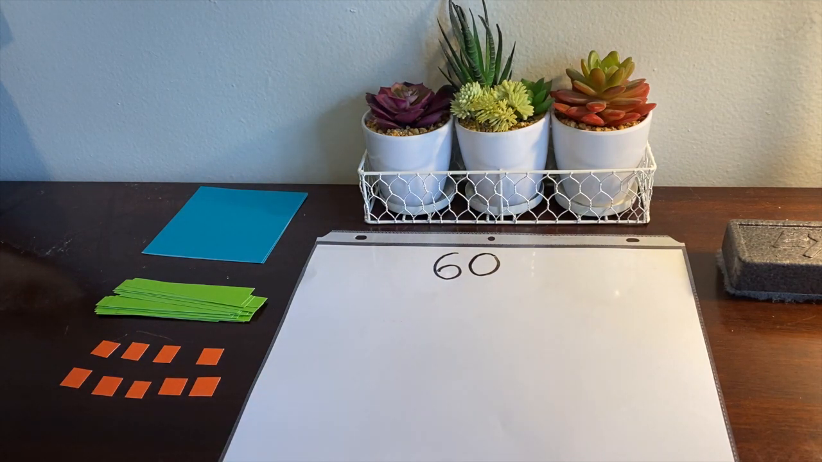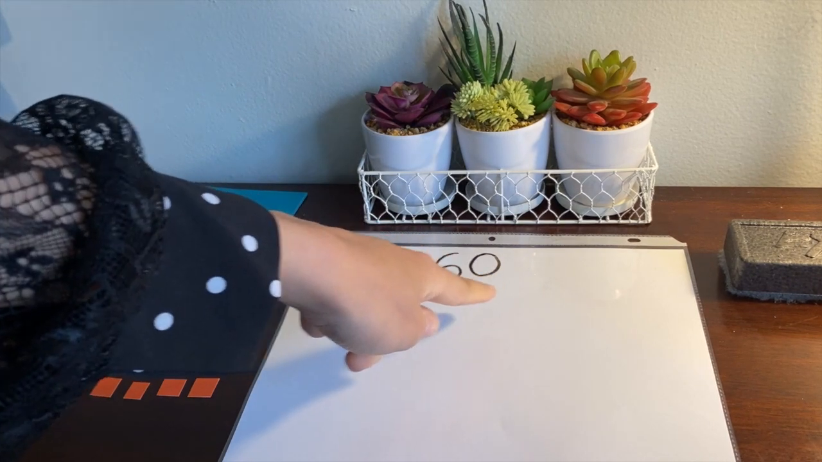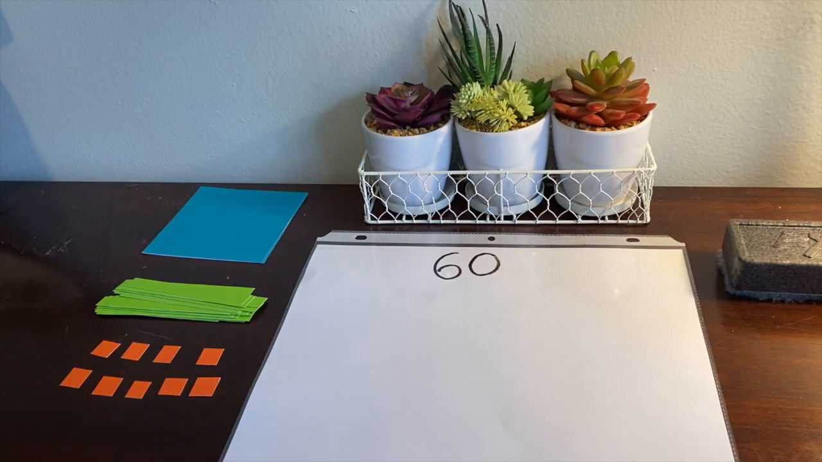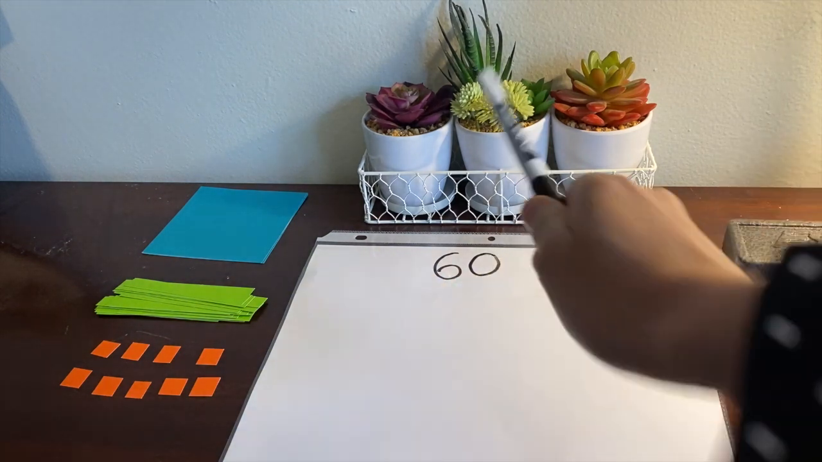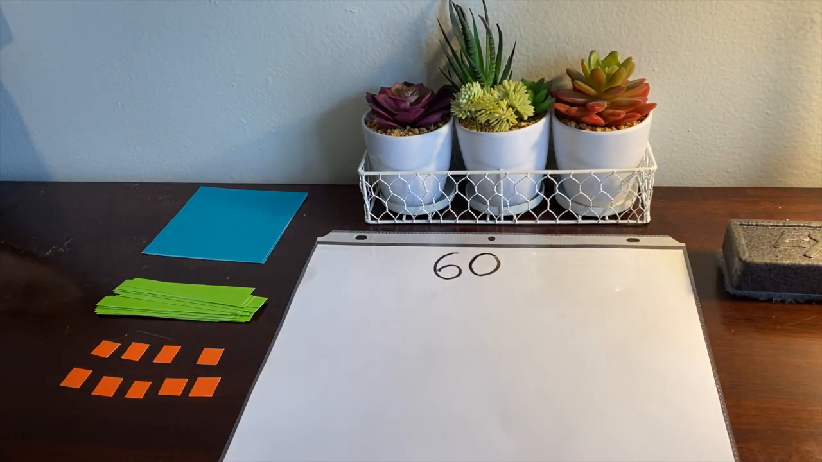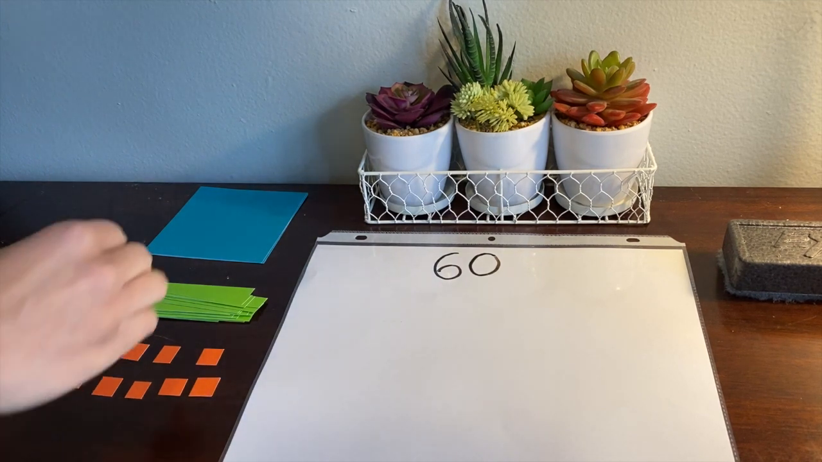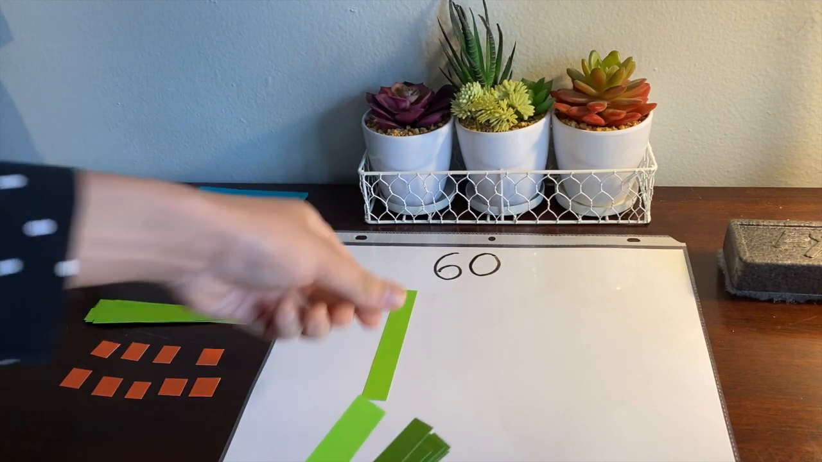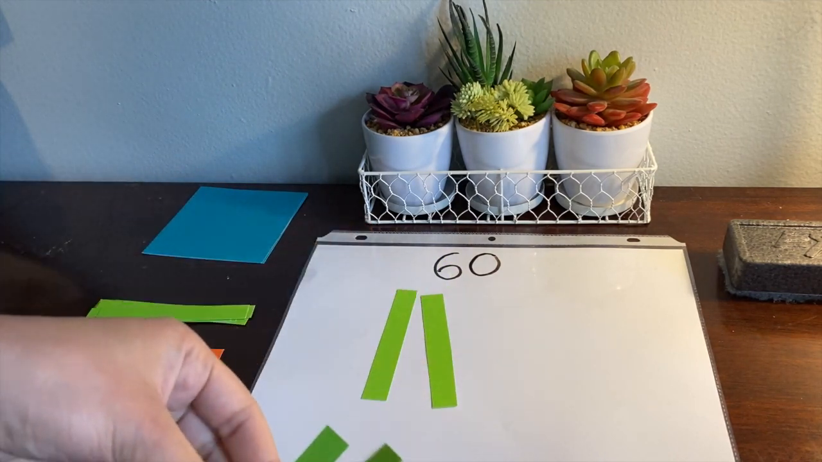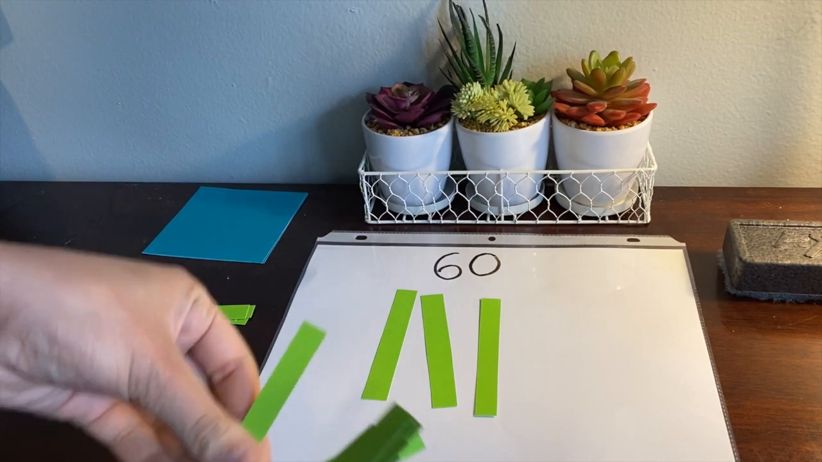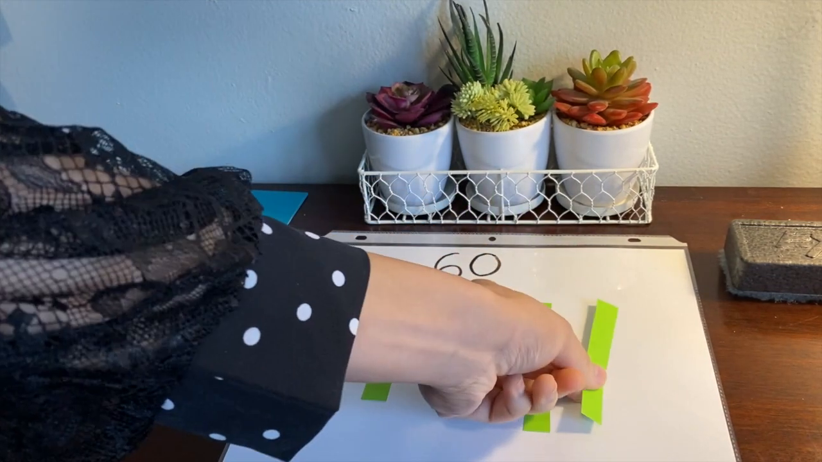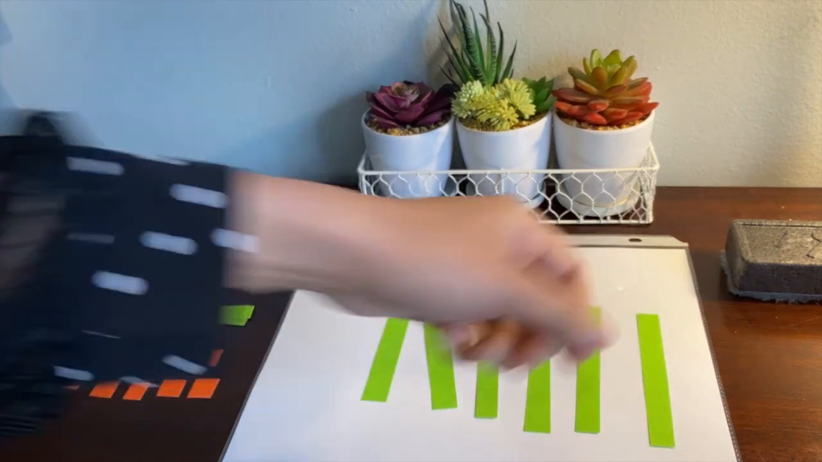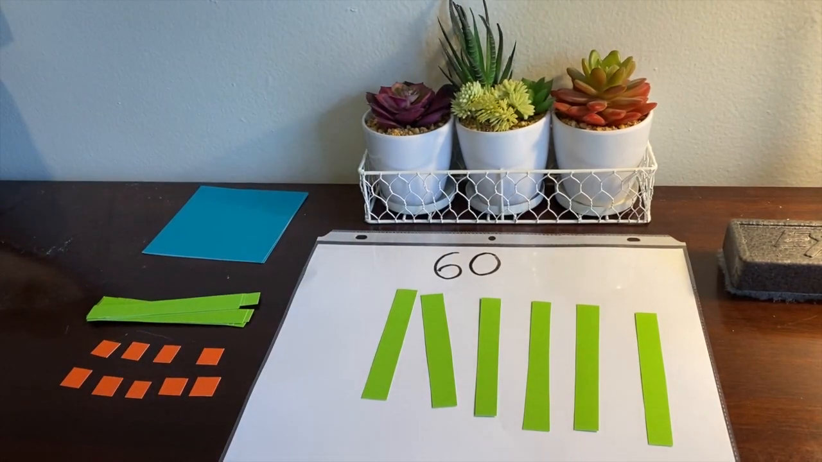It says 60. In order to make that number, we need to first take a look at the value that we have. I noticed that there is a 0 in the ones place and a 6 in the tens place. Since there are 6 tens, I can make that number with the 10 sticks. 10, 20, 30, 40, 50, 60. Are you ready to try another one?